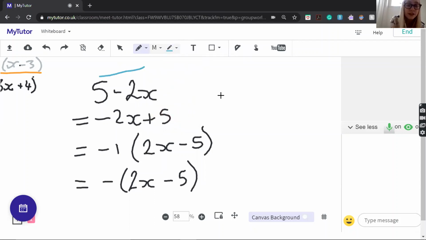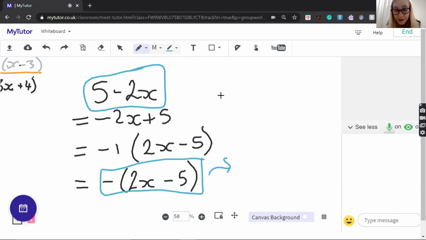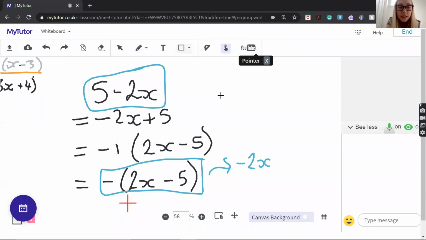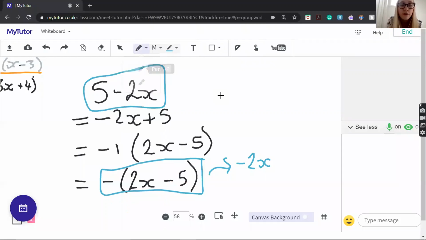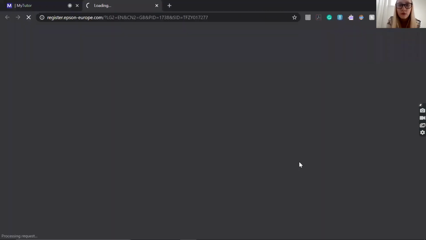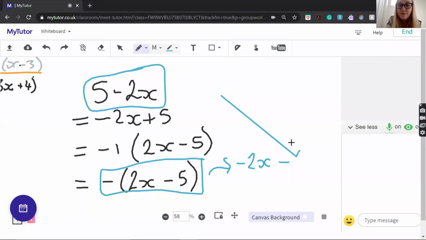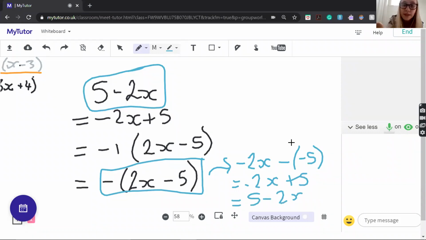And then what I did was I just skipped these steps in the middle and went from here to here. And if you don't believe me, you can expand this one out. And we get minus 2x from here. And then doing these, we get minus 5, which is minus 2x plus 5. And then again, if we just swap that order around, it's 5 minus 2x. So that's kind of proof that it is the same thing. Does that make a bit more sense?